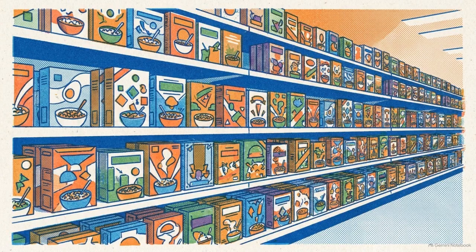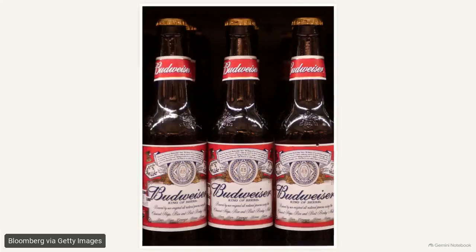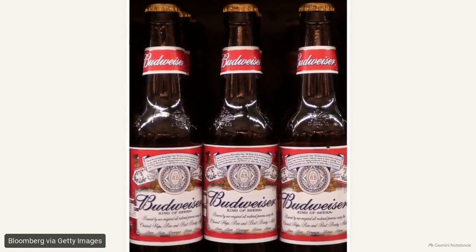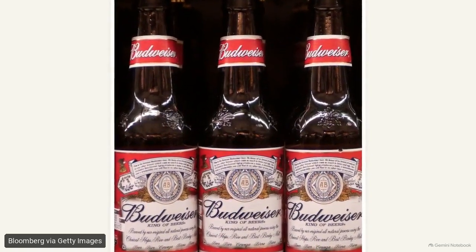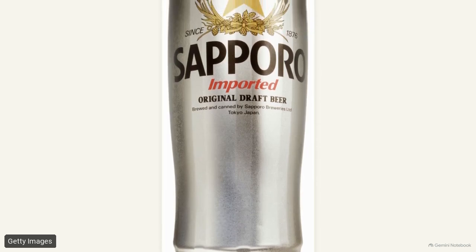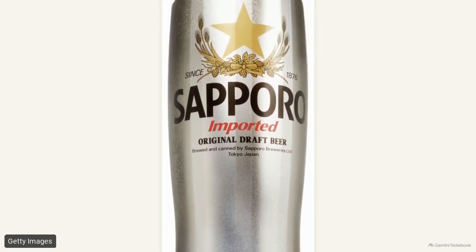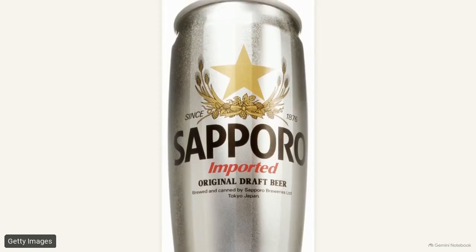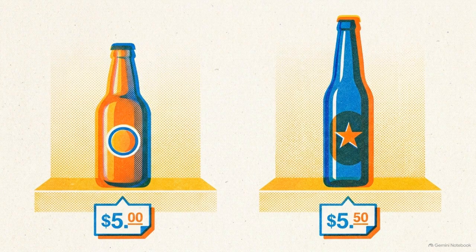Real-world consumer products face the exact same pressure. Take a standard case of domestic American beer. The price you pay establishes a local baseline for what a beer should cost. An imported competitor from Japan is slightly different, but it's close enough that its price is anchored to that domestic baseline. It can't stray too far from the going market rate.